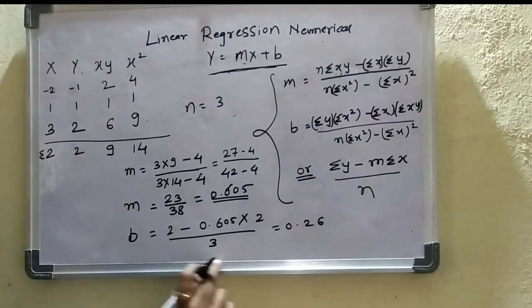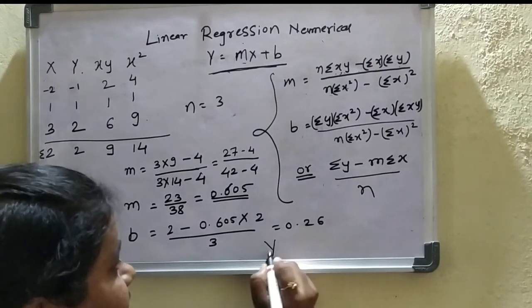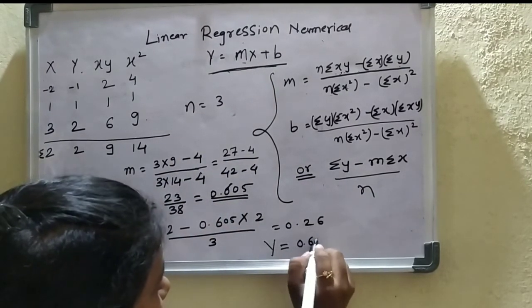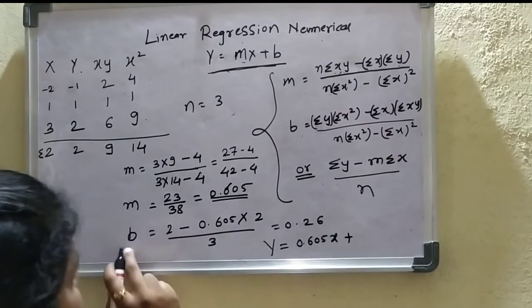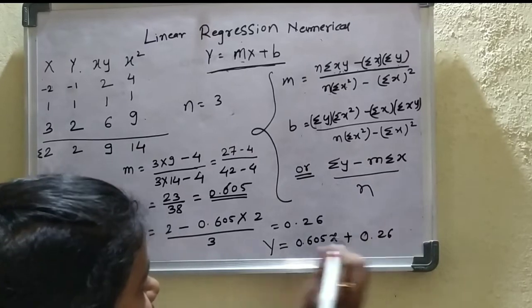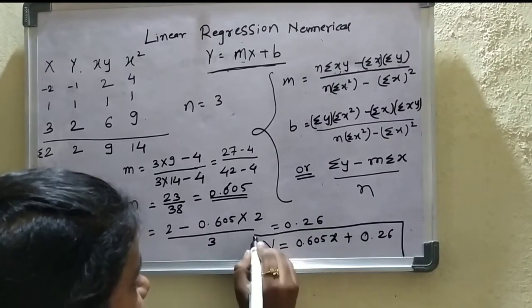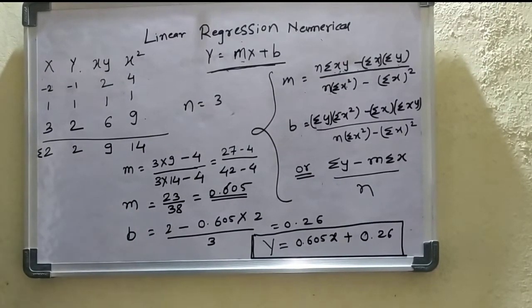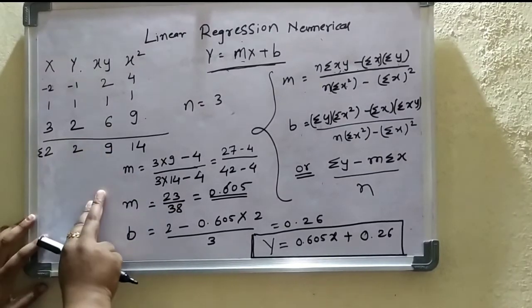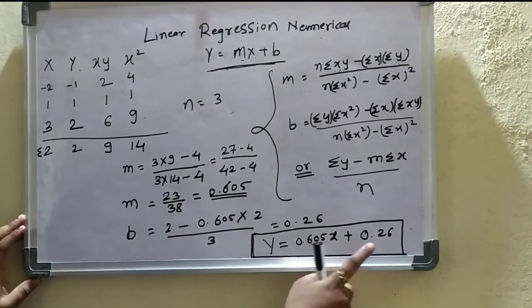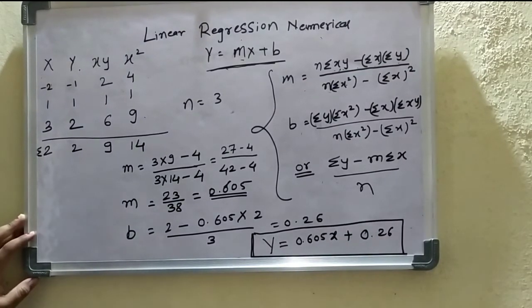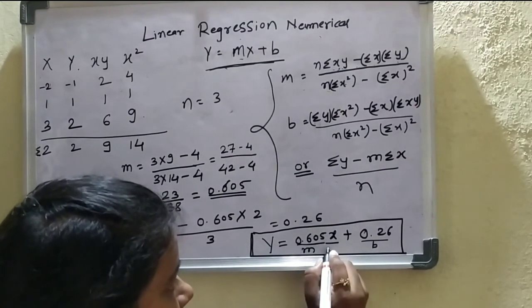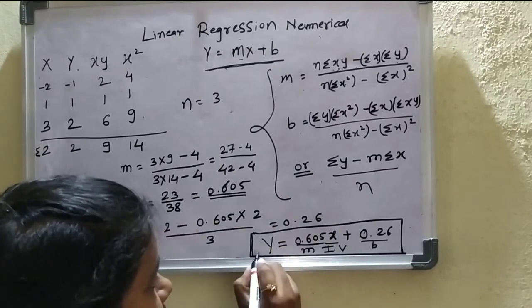So the equation is y is equal to mx plus b. We have the value of m, that is 0.605 x, plus the value of b, which is 0.26. This is the linear regression equation for the given set of values, x and y. Whenever the points are given, we have to use the formula and calculate the values so that we can find the linear regression equation line. Here 0.26 denotes b, the intercept, whereas 0.605 is m, the slope of the line, and x is the independent variable, whereas y is the dependent variable.